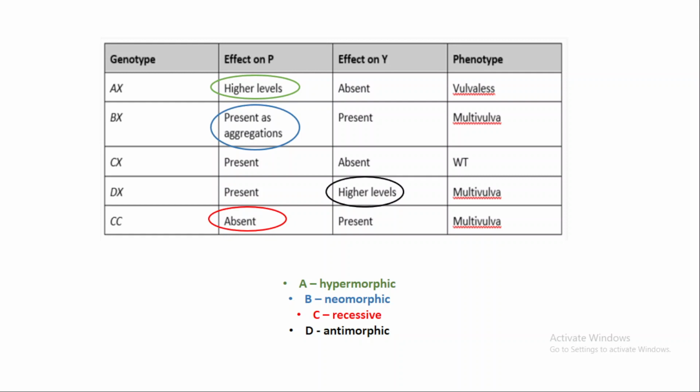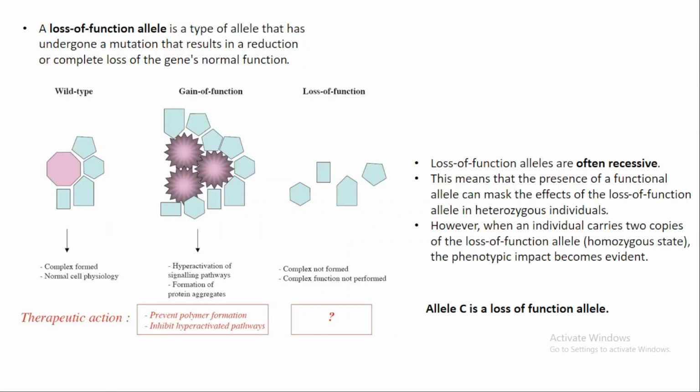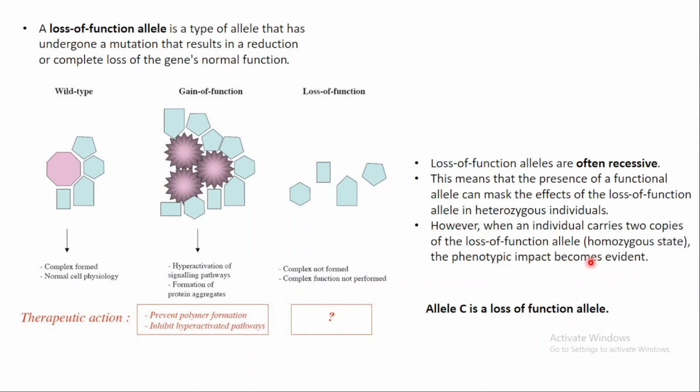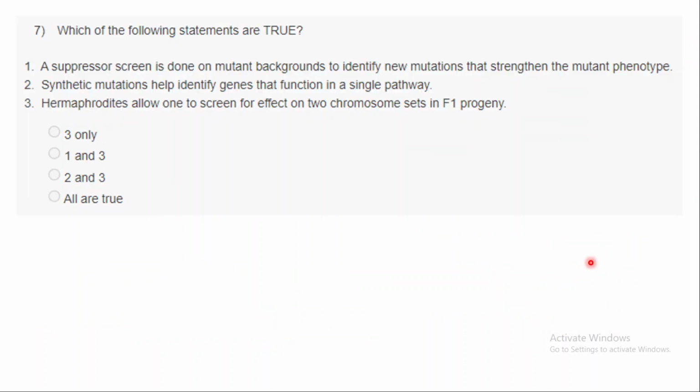But generally, for the answer to question 6, we have CC as the correct answer. C will be a loss of function allele, and it is mostly recessive alleles that will have a loss of function phenotype when encountered in a homozygous state. Either the complex is not formed or the complex function is not performed. Now, since we have less time, I'll try to finish this session with 3-4 other questions.